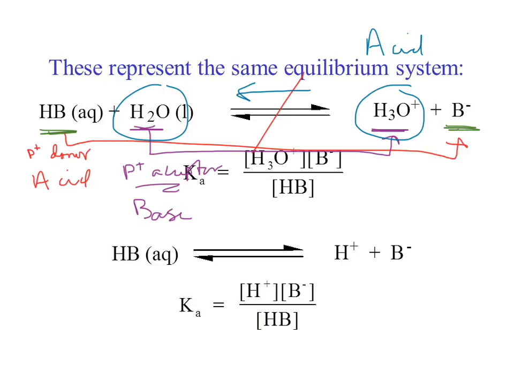And last but not least, going from right back to left again, I could identify the same pair, but now I'm going this way, okay? And doesn't that B minus look like a proton acceptor? Yeah, that makes it a base, officially.